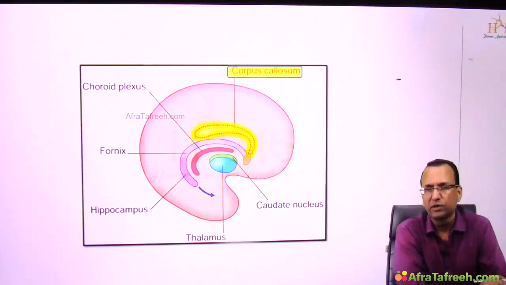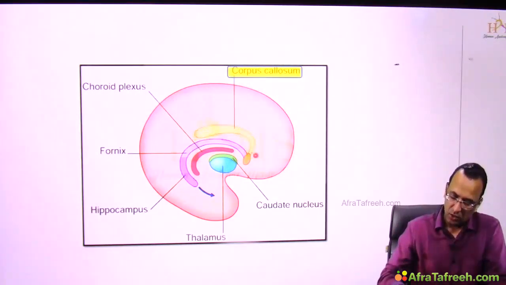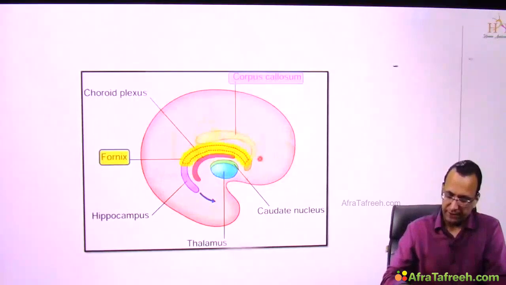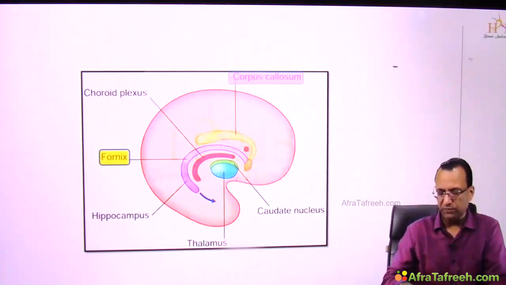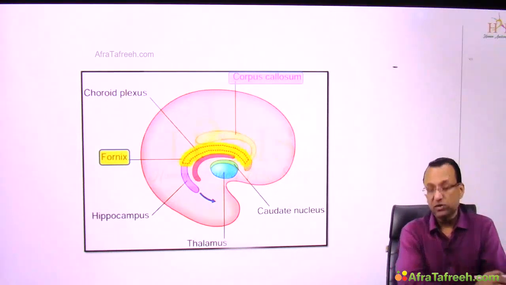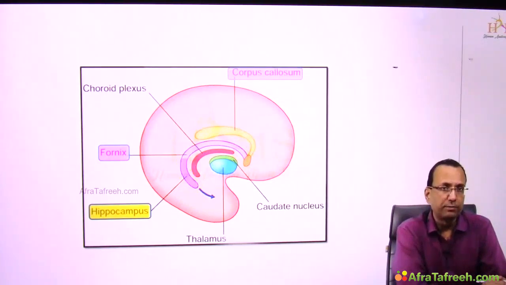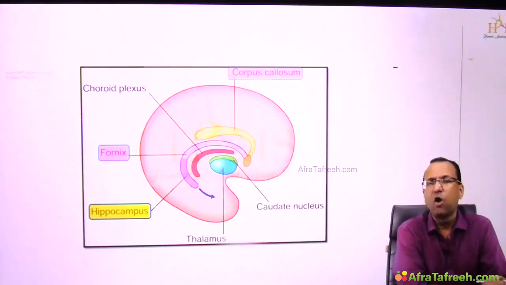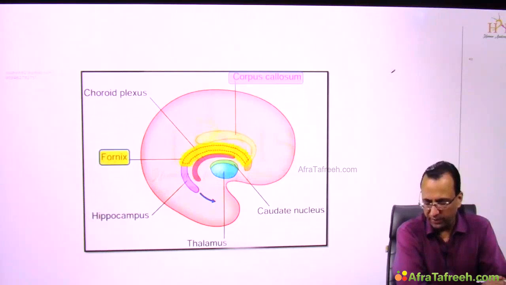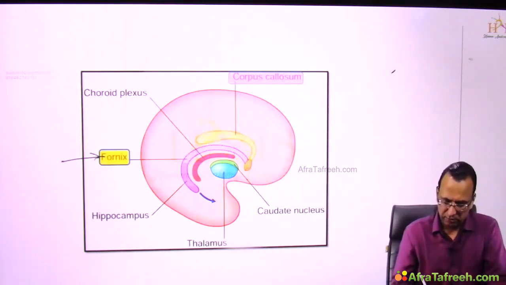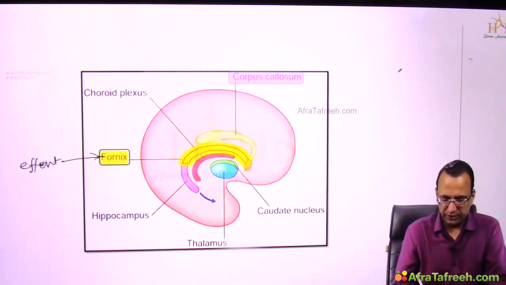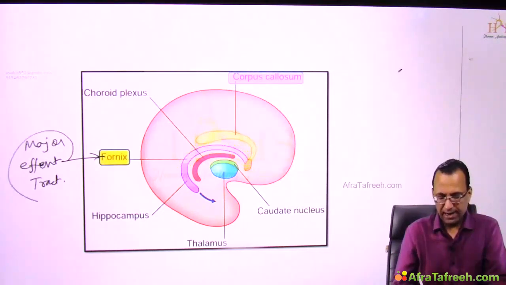Not only the corpus callosum, but also the fornix. What is the fornix? Fornix is also a collection of axons. If it is also a collection of axons, it is becoming C shape. Then what is it connecting? Actually, it is the output tract of the hippocampus, part of the telencephalon. You remember the hippocampus is a part of the telencephalon. It will send one outgoing fiber, and that is the fornix. So the fornix is the efferent tract. Yes, it is actually the major efferent tract of the hippocampus.